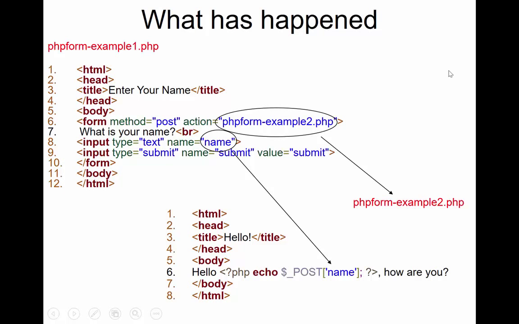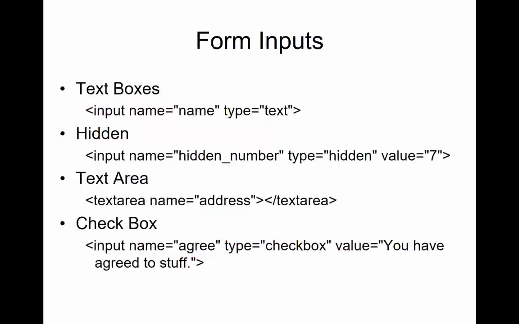So what happened? We use post, we use name, so the whole thing gets stored in $_POST['name']. When we press the submit button, the whole thing gets sent to this file, and this is the code for this file. This is what happened.